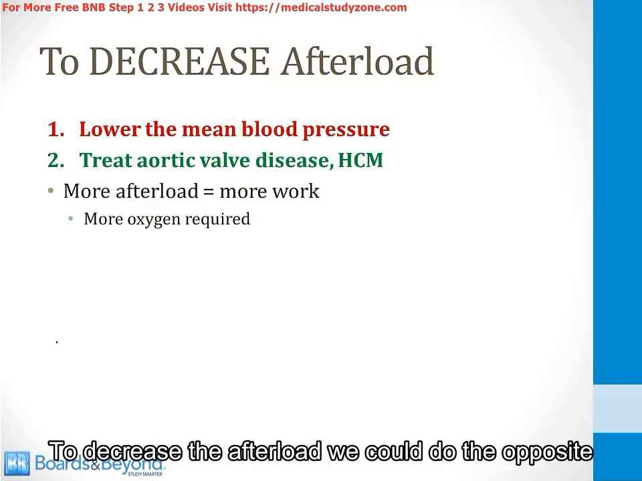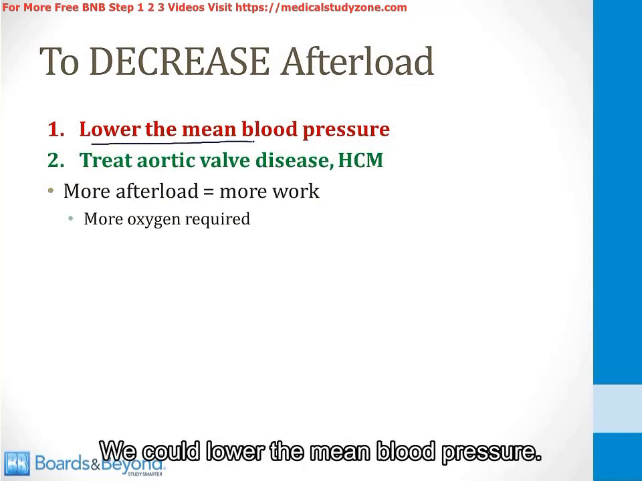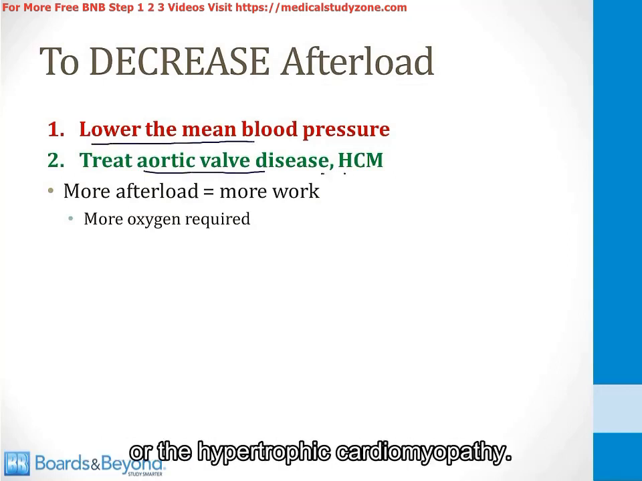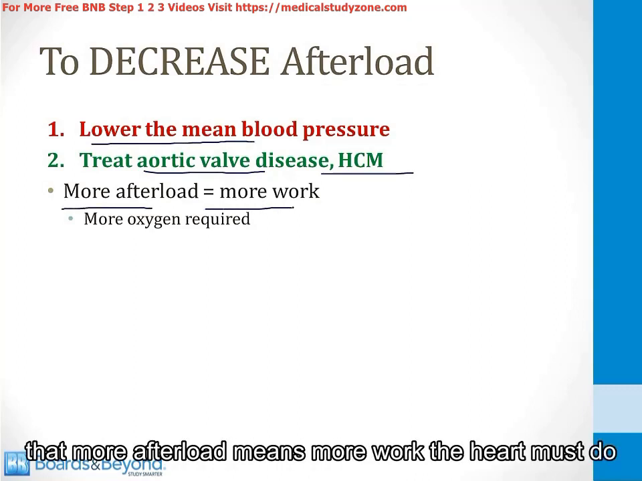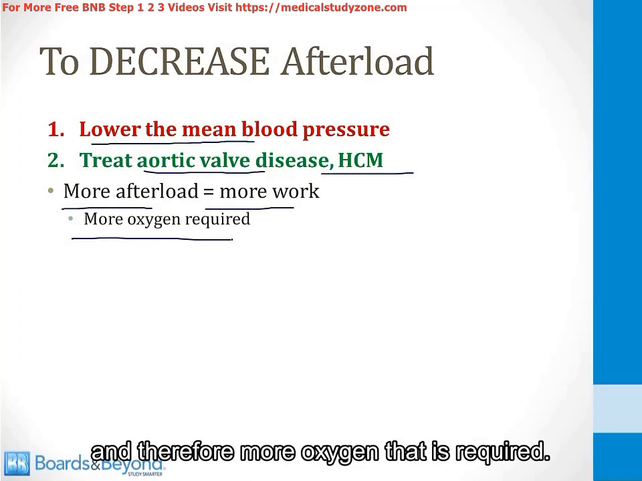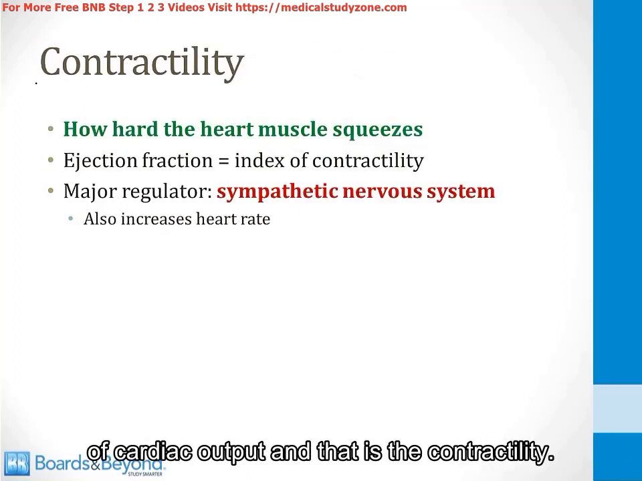To decrease the afterload, we could do the opposite of the two things I mentioned on the last slide. We could lower the mean blood pressure, we could treat the aortic valve disease or the hypertrophic cardiomyopathy. And the principle here is that more afterload means more work the heart must do, and therefore more oxygen that is required. Now let's talk about the third determinant of cardiac output, and that is the contractility.